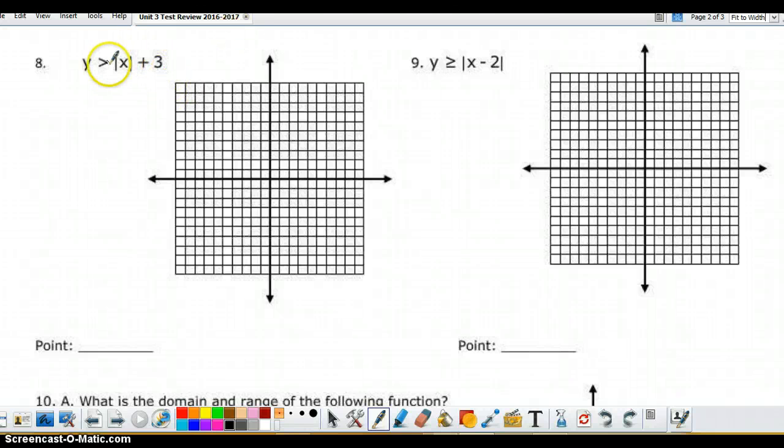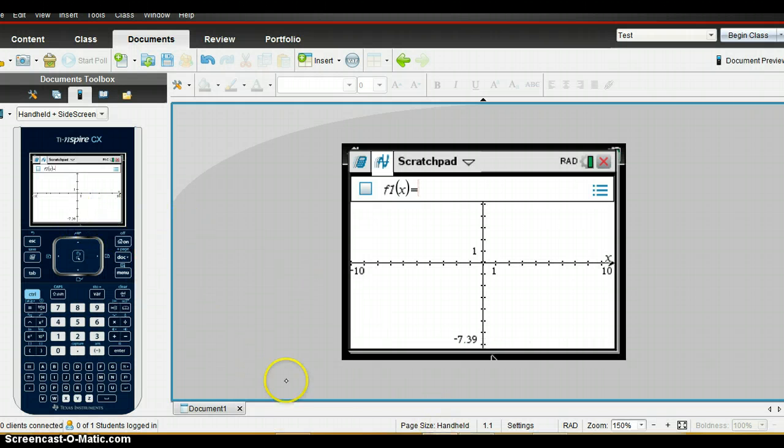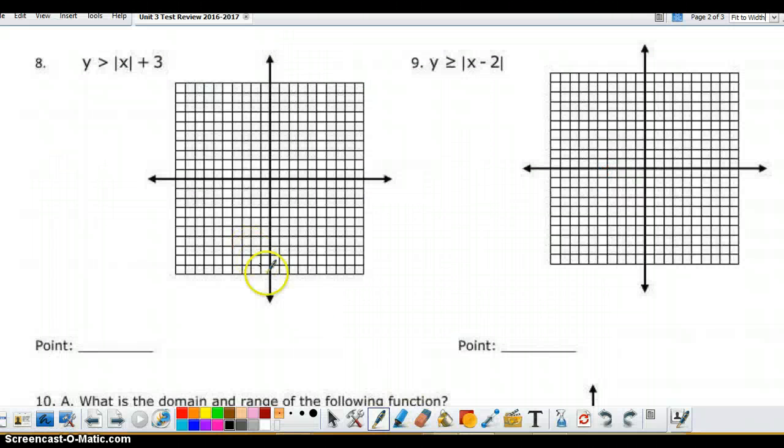All right, so just like in numbers 6 and 7 when we went over the linear inequalities, absolute value inequalities, when we use the calculator, we're going to want to put in the equation first. So you have to put that equation in first so that you can get it correct. So we have y is greater than or equal to the absolute value of x plus 3. So we want to put in y equals the absolute value of x plus 3.